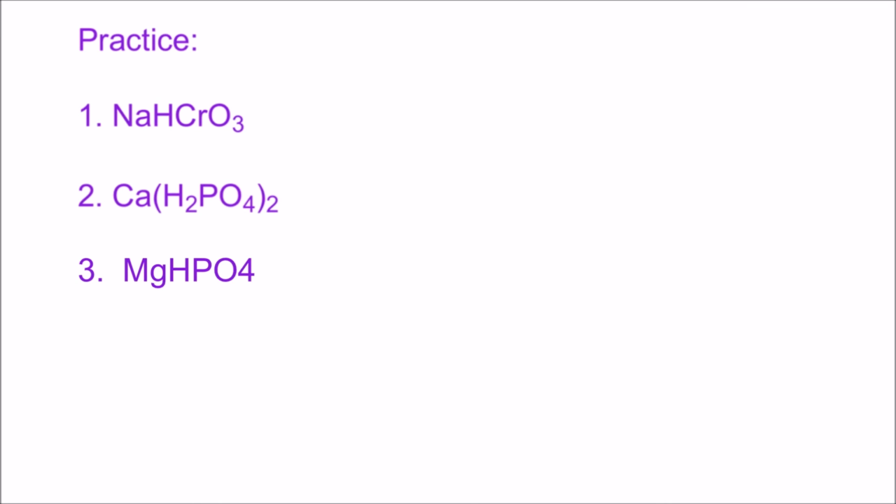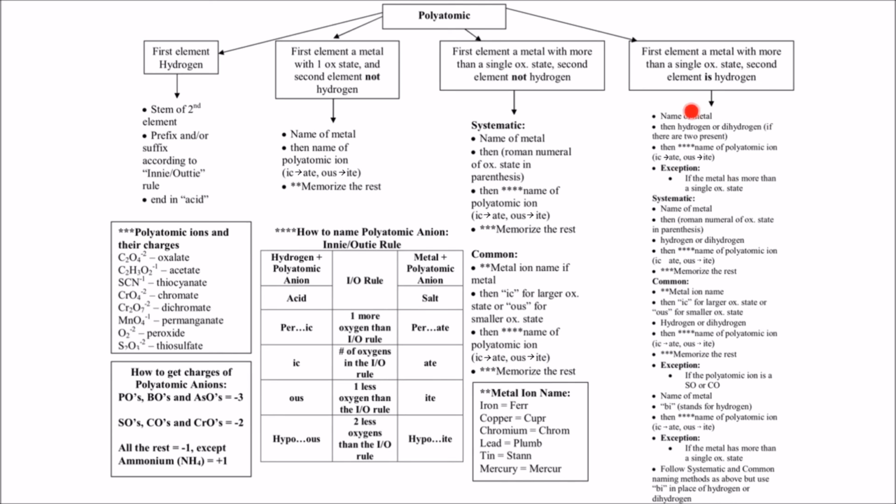So here's some practice. Notice that each of these beginning elements is a metal, and that metal has only one oxidation state. You'll also notice that the second element in each of these is hydrogen. So we're going to be able to apply our new rule, which again is right over here. Name of the metal, then hydrogen or dihydrogen if 2 of them are present, and then the name of the polyatomic ion. Notice there's 4 asterisks. That's leading us to our any-outy rule box over here.